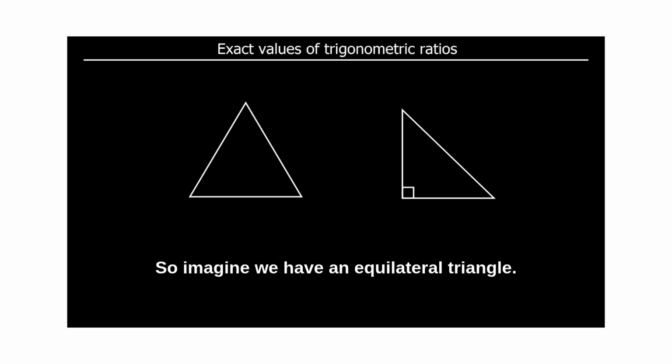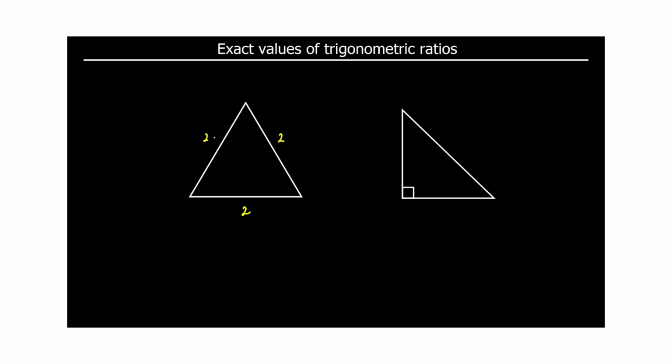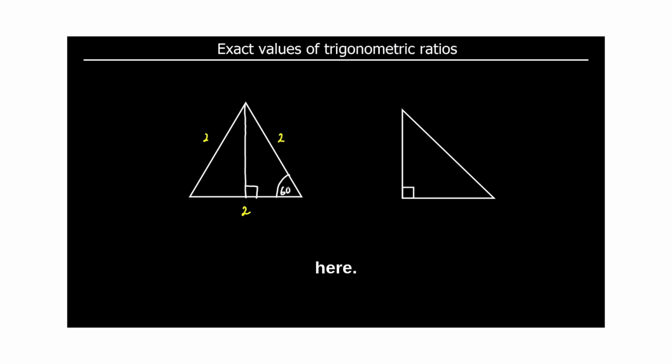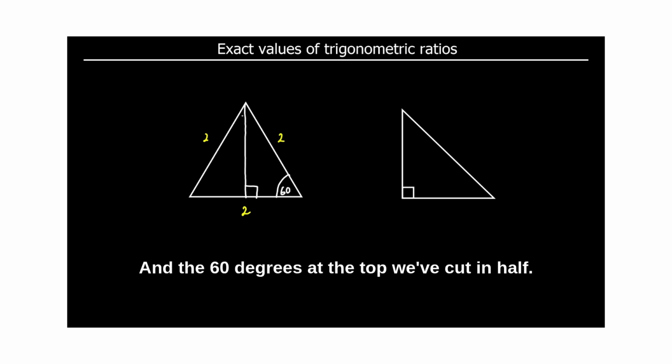So imagine we have an equilateral triangle. So all the angles are going to be 60 degrees. And I'm going to make the lengths 2 units. Then I'm going to cut this triangle in half. So I'm going to split it down the middle. So we're going to have a 90-degree angle. We'll have our 60 that we started with here, and the 60 degrees at the top we've cut in half. So we've got 30 degrees on both sides.